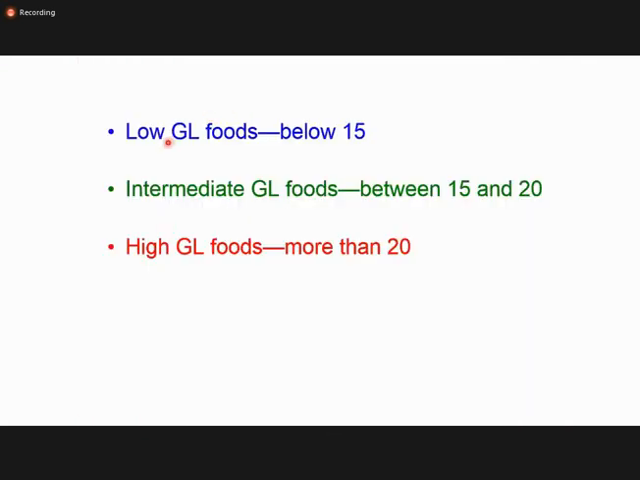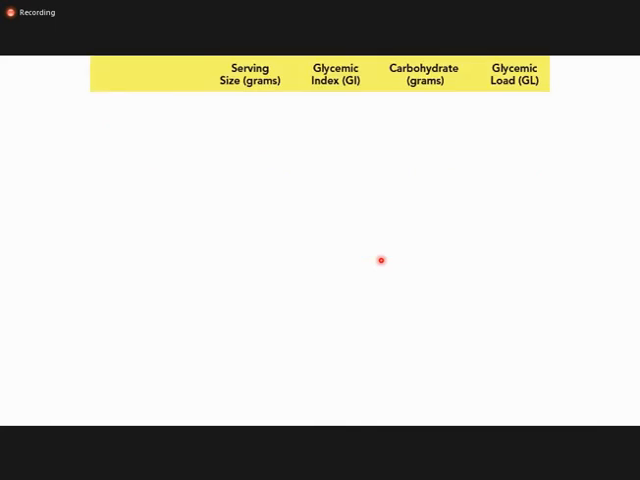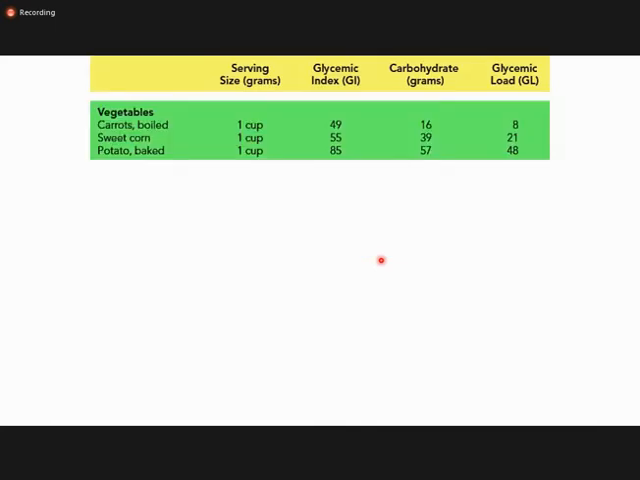Now, again, we have categories: low glycemic load below 15, intermediate from 15 to 20, and high glycemic load more than 20. Now, if we take an example, for example, vegetables, let's take an example of a boiled carrot. We have a 49 glycemic index and its glycemic load is approximately 8, because its carbohydrate content is really low as compared to the baked potato.